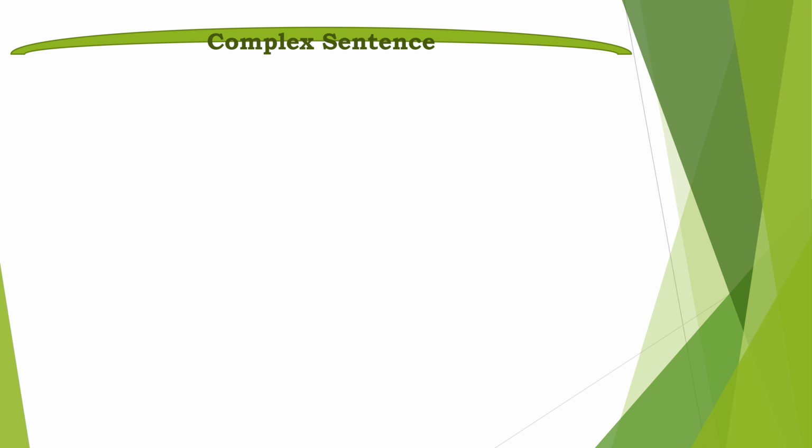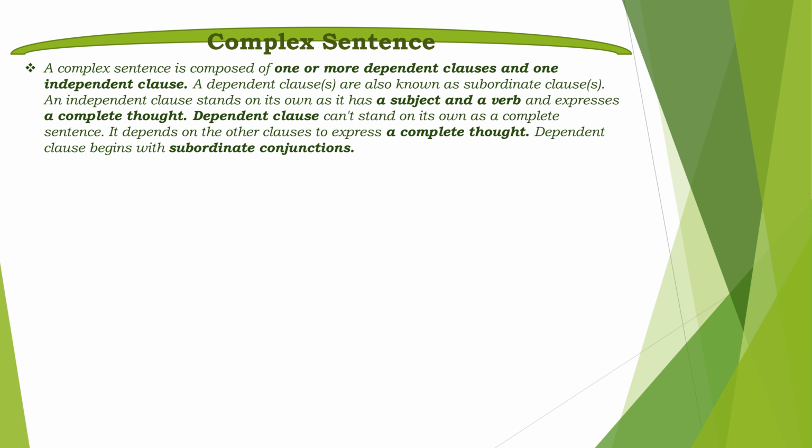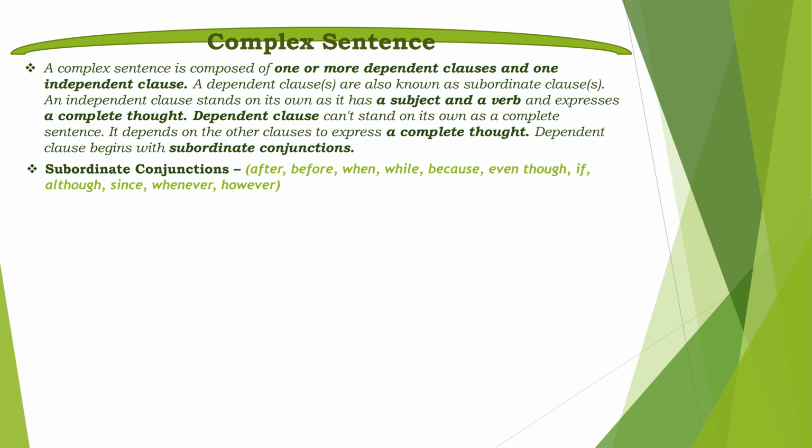So by now, we know what a complex sentence is. We have already discussed the definition of a complex sentence. We have already discussed some of the subordinating conjunctions. Now it's time to learn about the two different ways that we can write a complex sentence. Let's look at the first way.